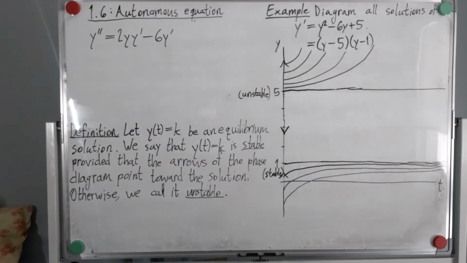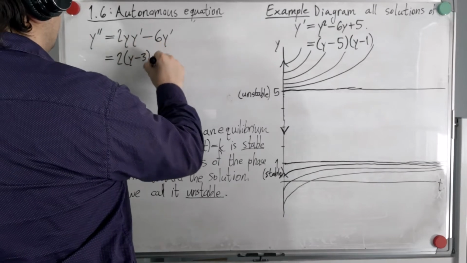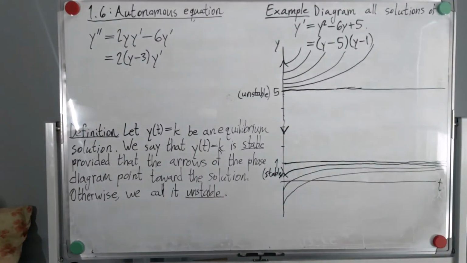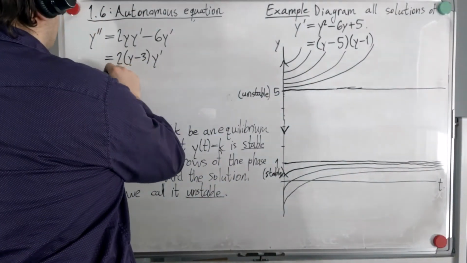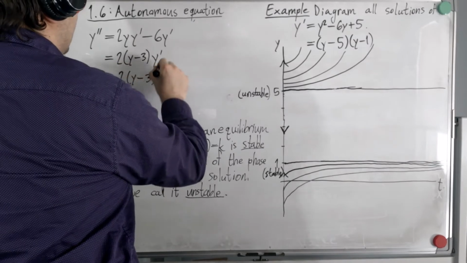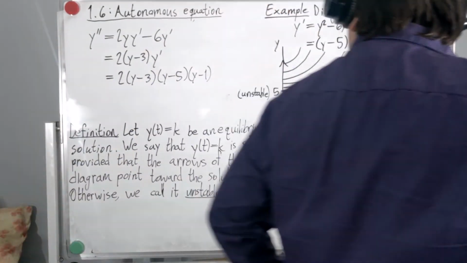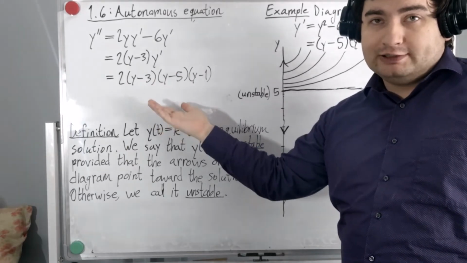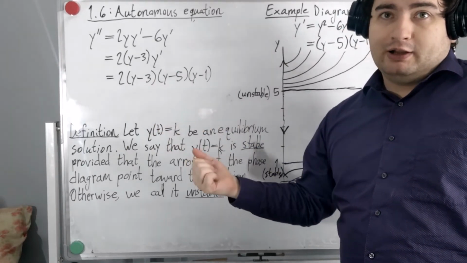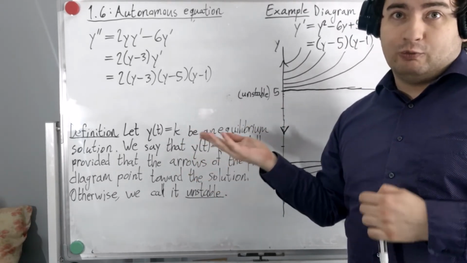This is 2 y minus 3 y prime. And then y prime, we already know, is y minus 5, y minus 1. So this gives us y equals 3. What is the significance of y equals 3? Well, it's an inflection point of the graph. In other words, it changes concavity at y equals 3.